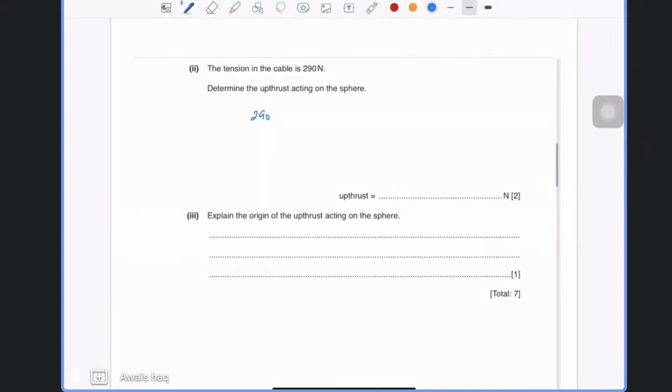290 times sine of 75 is the upward force that is acting on it. Can you please find this? What did you get? 280.11. Right. Okay.